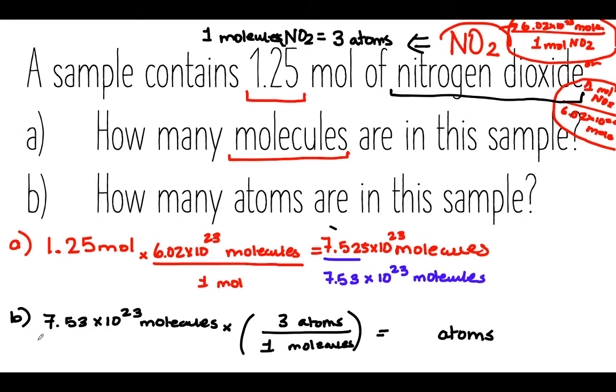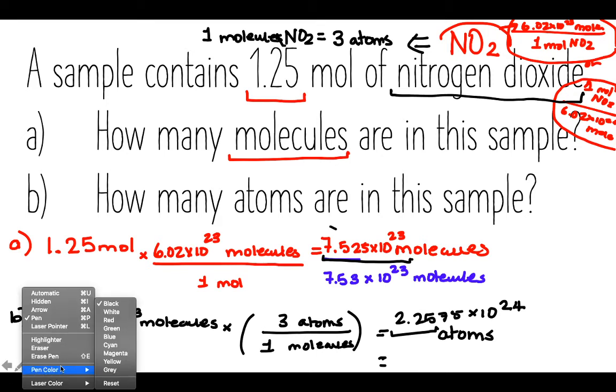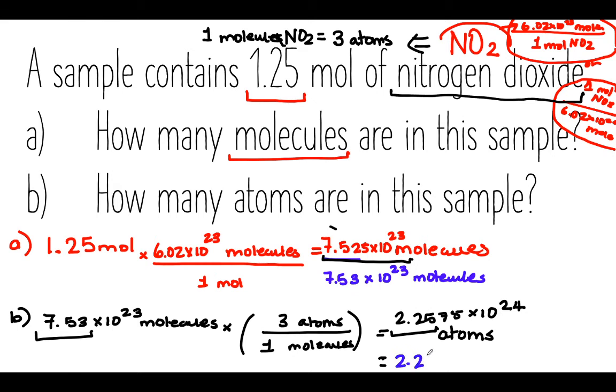Something else I'll note down is that instead of using just this rounded number, I would actually have to use the more accurate number. When I'm typing into a calculator, I have to use the existing number, the true number that's not rounded, in my calculation. But writing it down, I'm going to write it with the appropriate number of sig figs. So 7.525 times 10 to the power of 23 times 3 will give you 2.2575 times 10 to the power of 24. Again, I have 3 significant figures in the question, and I need to round to 3 significant digits in my answer. So my answer is going to be 2.26 times 10 to the power of 24 atoms.